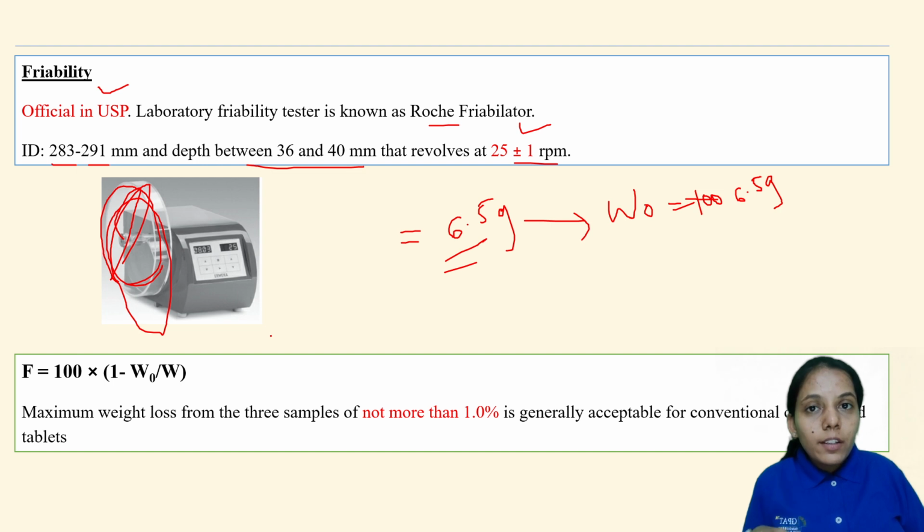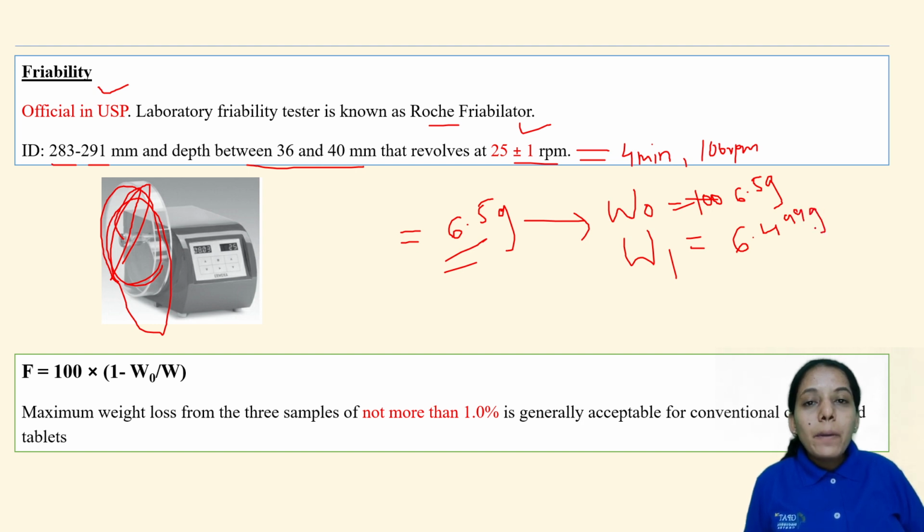After the completion, it will be for 4 minutes. This time is for 4 minutes. That means it will be 100 RPM. So for the 100 RPM, we have to test the tablets. Afterwards, we have to take W1, that is the final weight. Final weight will be approximately something like 6.499, or 6.5 also if there is no loss, but not more than this. Okay, so what do we have to do?